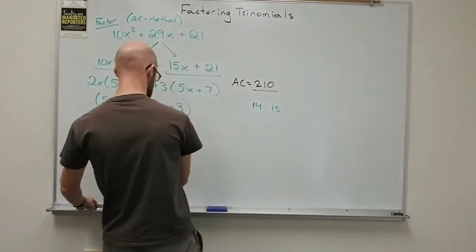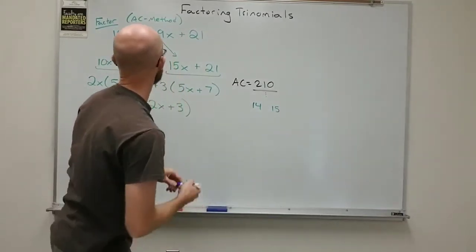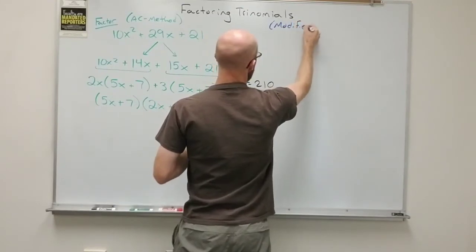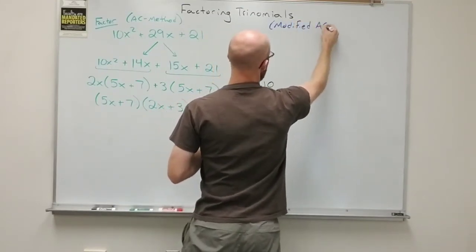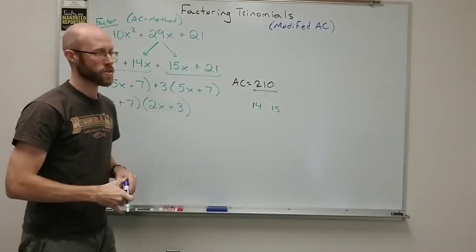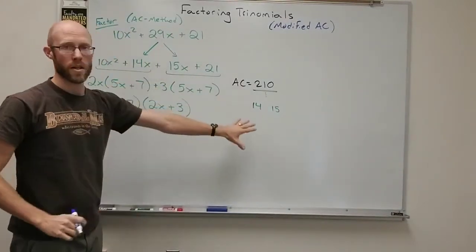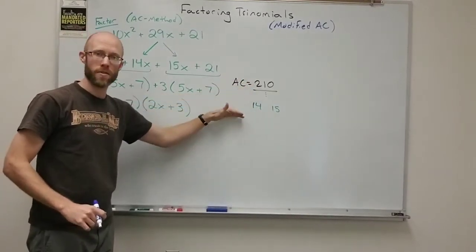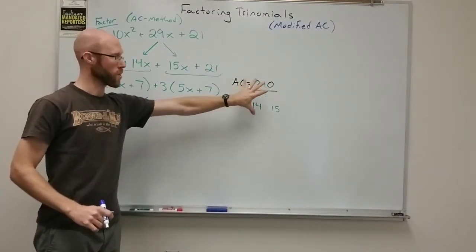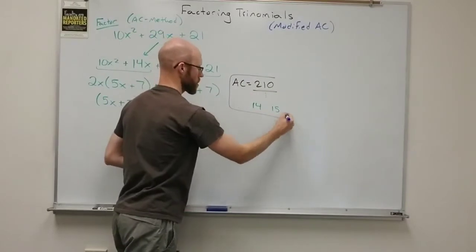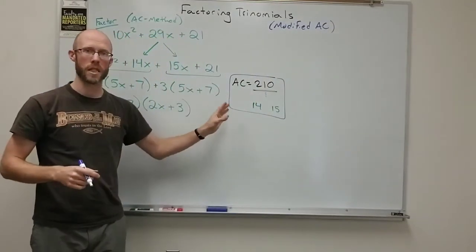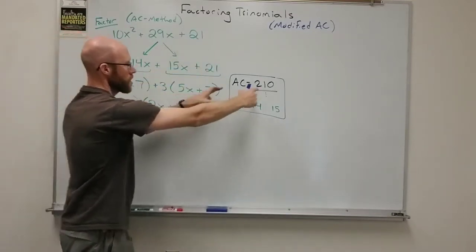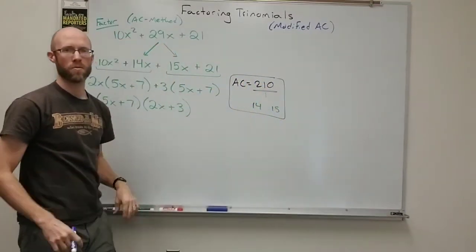Okay, so let's do this. So I'll call this modified AC. So instead of doing all this, we are going to use the AC that we had before, the 210. We still have to find the 14 and 15. So this does not change. I'll box it in blue because we still need to do that. Okay? So we got A times C, 210, break it apart, 14 and 15.